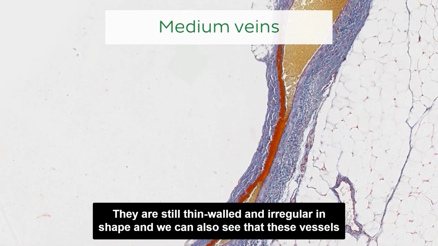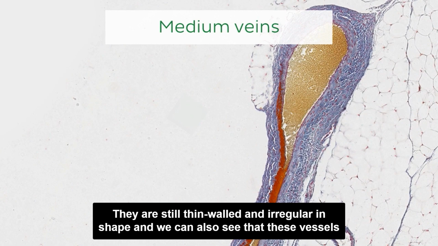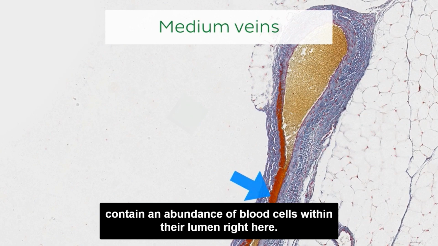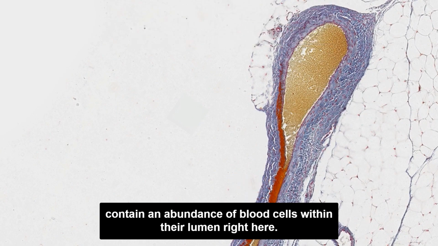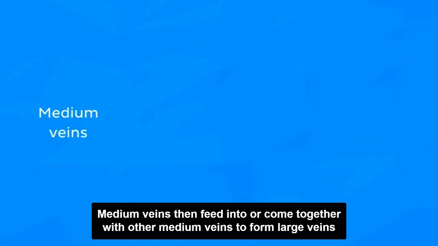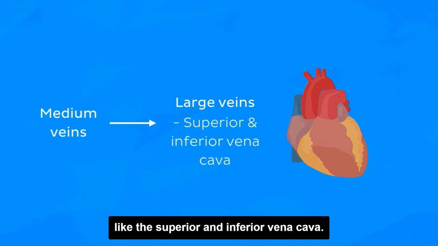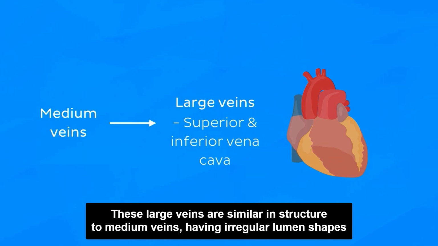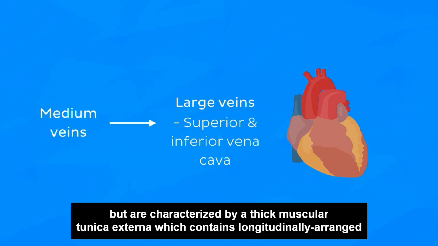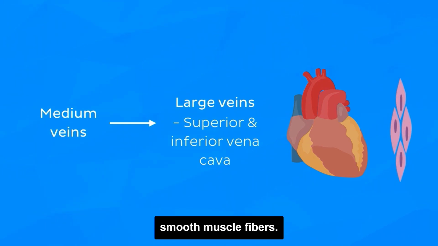They are still thin-walled and irregular in shape, and we can also see that these vessels contain an abundance of blood cells within their lumen right here. Medium veins then feed into or come together with other medium veins to form large veins like the superior and inferior vena cava. These large veins are similar in structure to medium veins, having irregular lumen shapes, but are characterized by a thick muscular tunica externa, which contains longitudinally arranged smooth muscle fibers.